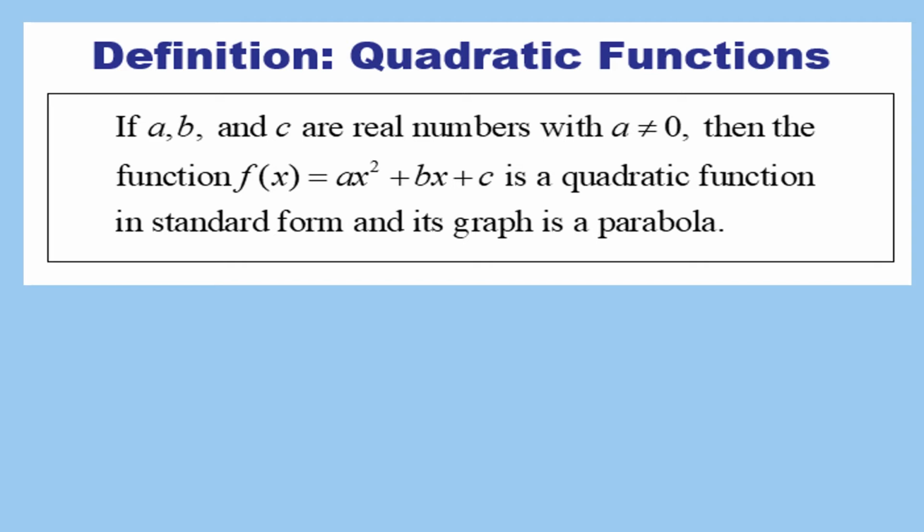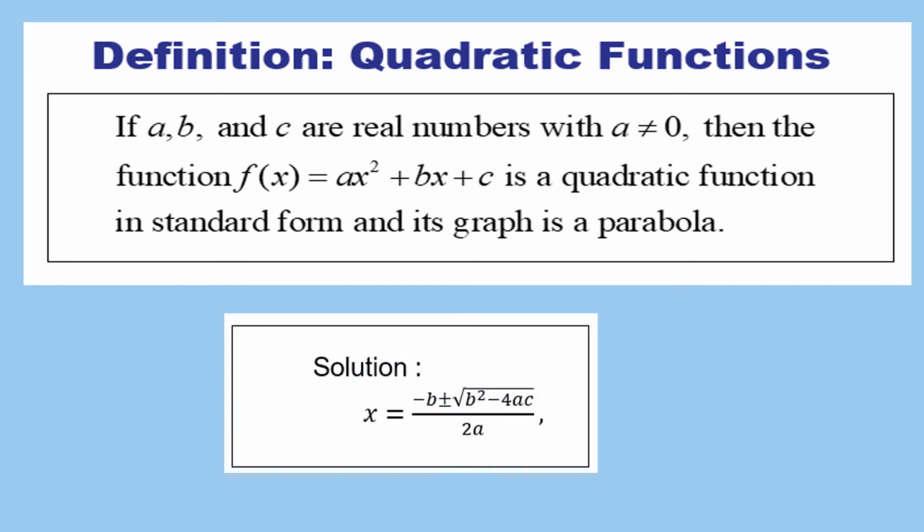So we have solving the quadratic equation ax squared plus bx plus c equals 0 using the formula x equals negative b plus or minus the square root of b squared minus 4ac, divided by 2a. This is the formula we often use in algebra too.